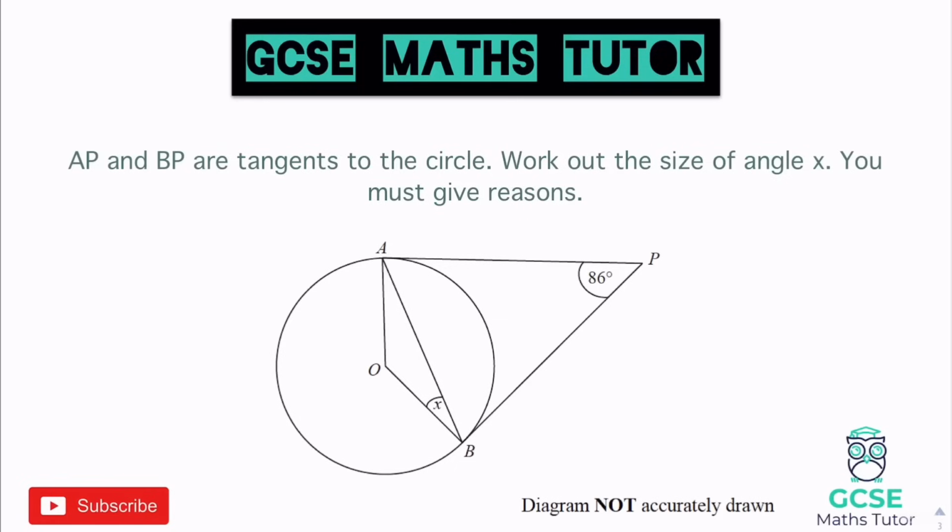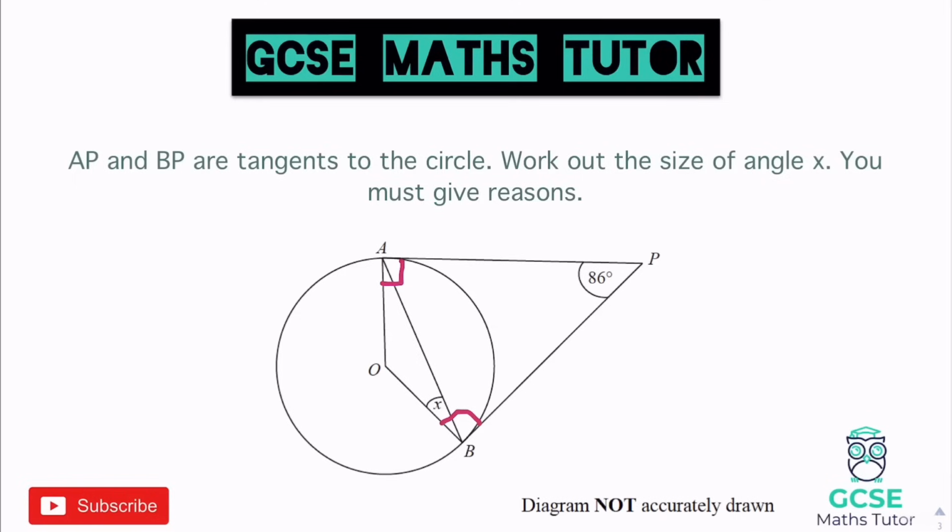Okay, so this question says AP and BP are tangents to the circle. Work out the size of angle X, and you must give your reasons. So straight away, obviously it's mentioned that there's tangents, so we know that there's some right angles. So we've got a right angle here, which is made up of those two different angles, and we've got a right angle down here, which is made up of that angle X and the other little angle within this triangle.